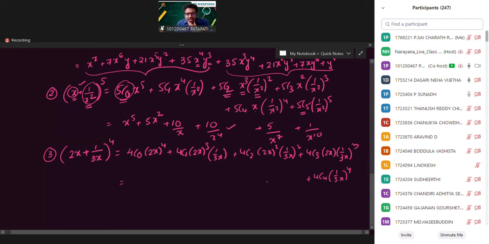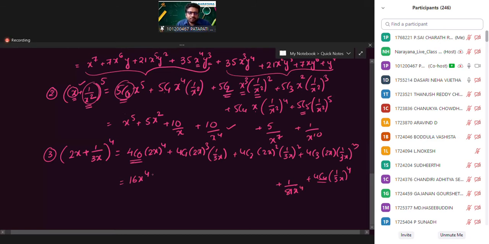So 4c0 is 1, 4c4 is 1, right? So you get 16x power 4 and, in the last, 1 by 81x power 4, right? Next, 4 into 2 cube, that is 8 into 4, 32 by 3 x square, do you see? x cube by x is x square. 4c3 is also 4, 4 into 2, 8 by 27 x cube.